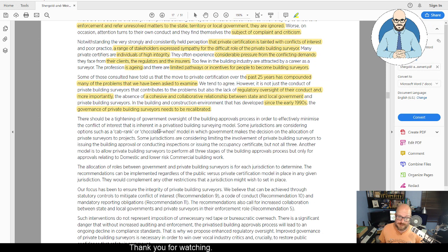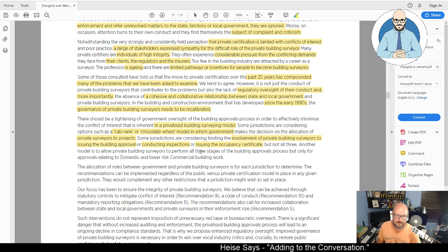There should be a tightening of government oversight of the building approvals process in order to effectively minimize the conflict of interest that is inherent in a privatized building surveying model. Some jurisdictions are considering options such as a cab rank or chocolate wheel model, in which government makes the decision on the allocation of private surveyors to projects. Some jurisdictions are considering limiting the involvement of a private certifier to issuing the building approval, or conducting inspections, or issuing the occupancy certificate, but not all 3.